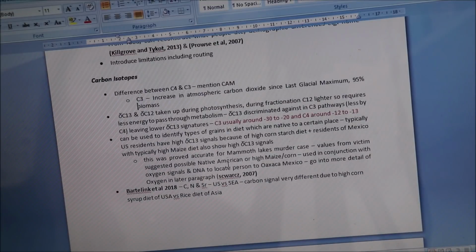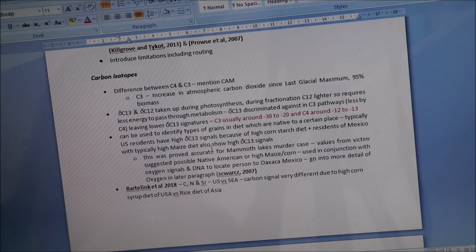Yeah, I've got my next title, which is carbon isotopes, and on my plan I basically put everything that I'm gonna write in notes. It just makes it so much easier to then write an essay from it because you've got all of the information there, and all you need to do in the actual essay is then come up with connectives and make them into real sentences.